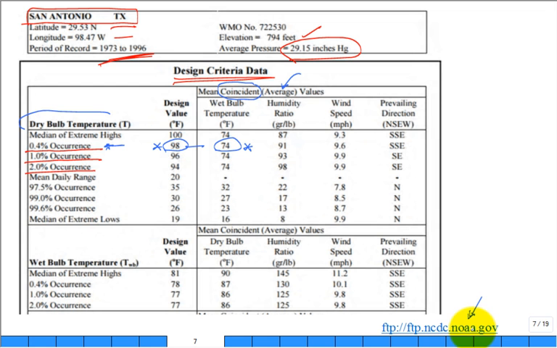This is NOAA's numbers. ASHRAE has slightly different. Here it is. This is the wet bulb down here. That was the dry bulb and then the coincident wet bulb. But if you're just looking at the wet bulb per year, the 0.4% is the 78, with the mean coincident dry bulb of 87. This is what people typically design to. It may sound funny that they're designing to 87 dry bulb, but that's when you really have a bad day to try to throw heat out of the cooling tower, because the wet bulb is really high. Okay.